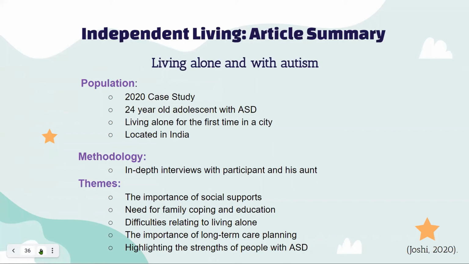5 themes had emerged from this case study. The first was the importance of social supports for the participant when transitioning to independent living. Relating to social supports, the second theme was a need for family coping methods in education. The third theme was the expressed difficulties relating to living alone, such as concern for safety and learning new skills. The fourth theme was the need for long-term care planning. And though not overtly mentioned by the author, the participant's strengths were frequently highlighted, making it the 5th theme. Included in his strengths were the supports available to him, such as his extended family, personal attributes, as well as how symptoms of his condition had acted as a support to transition.